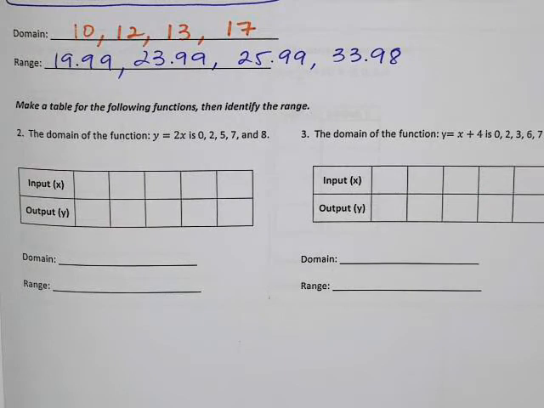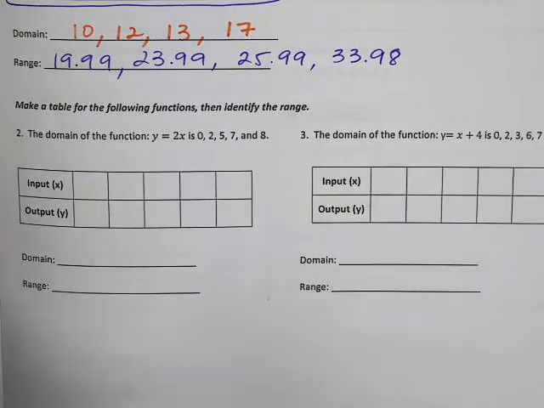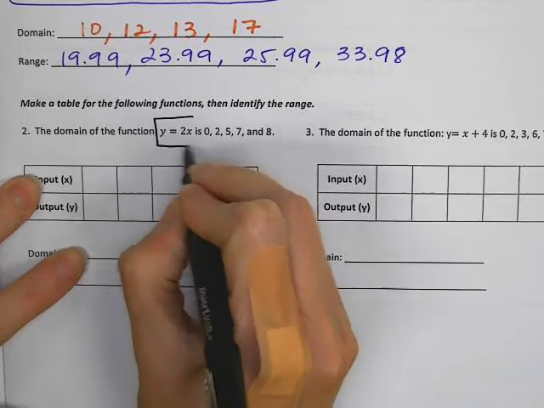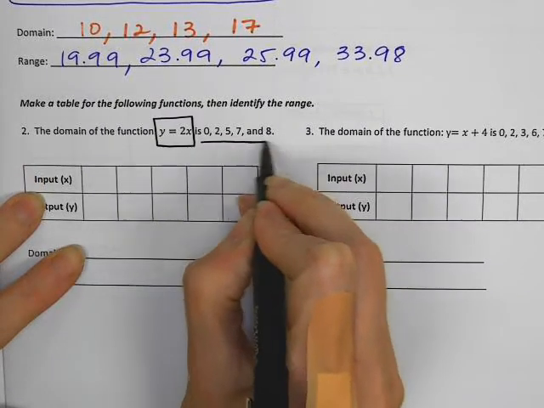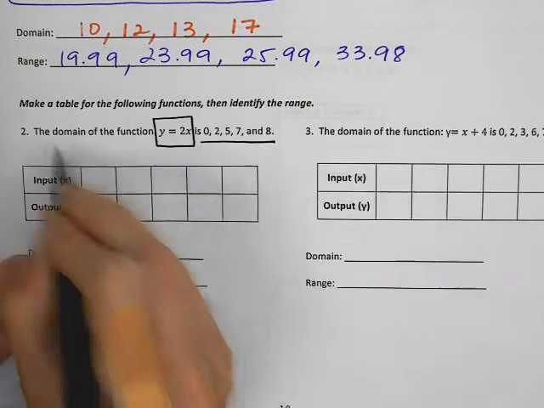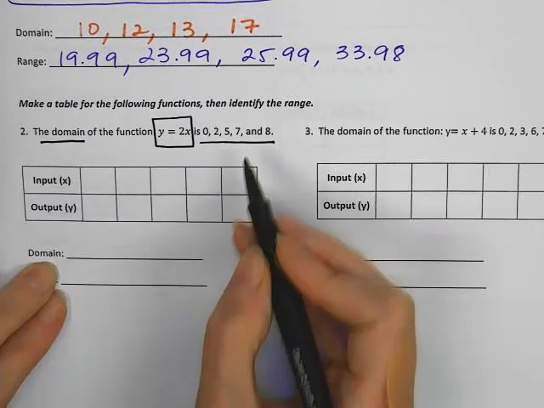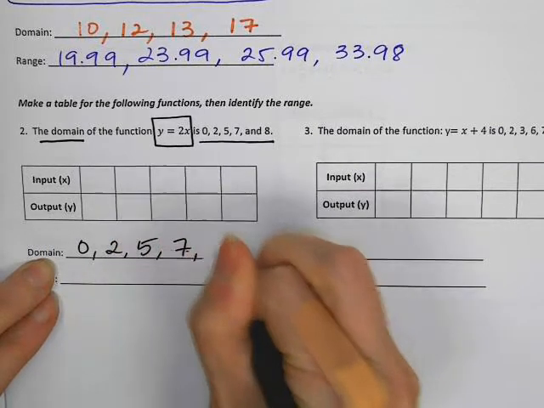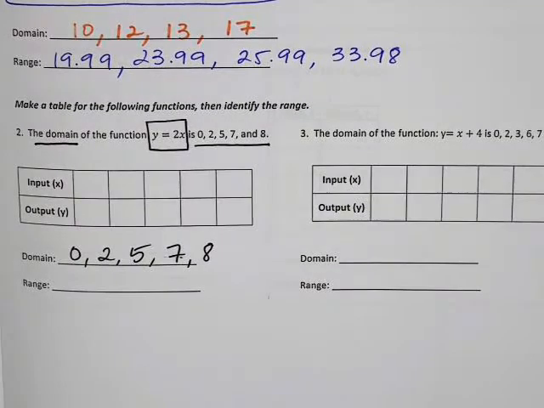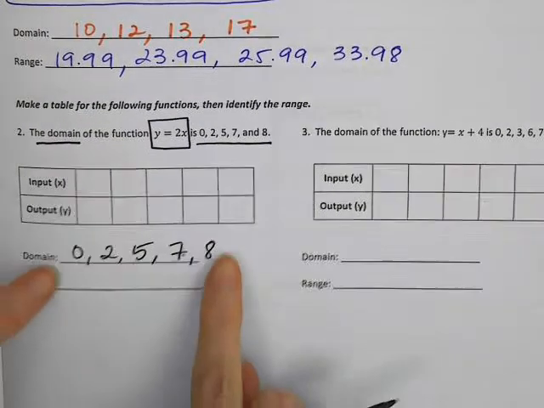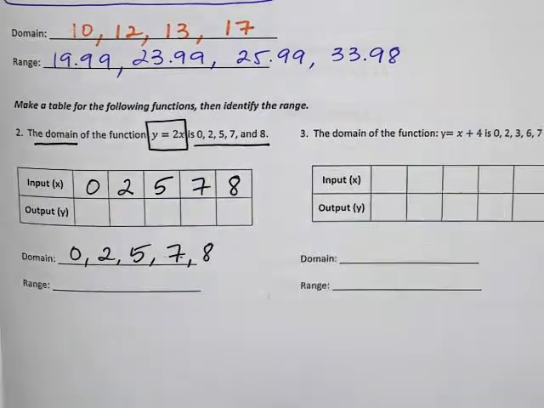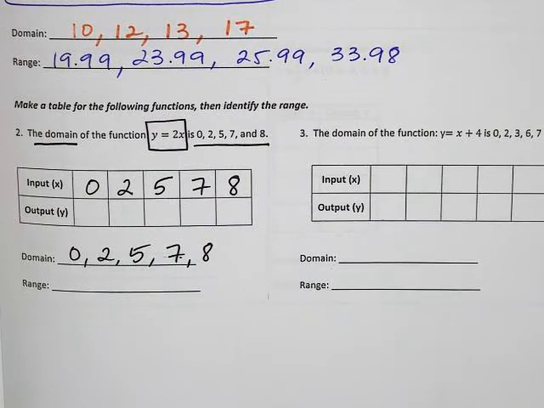Okay, but now I'm going to make you guys work. All right, for this one, they tell you a function, okay, and they give you a list of numbers for the domain. Okay, so they already gave you the answer here. 0, 2, 5, 7, and 8. They already gave you the domain. And remember, the domain is just the inputs. So I'm also going to put them here. Now, how do we find the range?